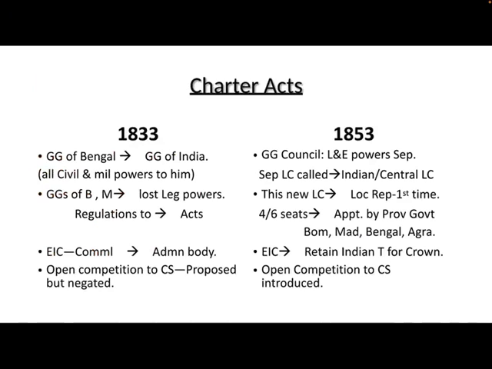Then in the 1833 Act, it is written that the East India Company became from a commercial body an administrative body. And in 1853, the East India Company was told to retain the Indian territories for the British Crown. So it is what happens to the Governor General, what happens to the East India Company, and what happens to the civil service examination. These 3 points will help you in numbering both. In 1833, open competition to civil service was proposed but rejected. In 1853, open competition to civil service was introduced. So this is regarding the Charter Acts.